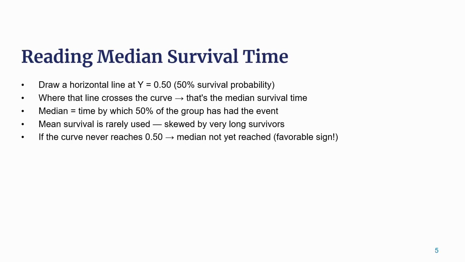Reading median survival time is simple once you know the trick. Draw an imaginary line across the graph at y equals 0.5. Where that horizontal line intersects the survival curve, drop straight down to the x-axis. That's your median survival time. This tells you half the animals in that group experienced the event by this point in time.